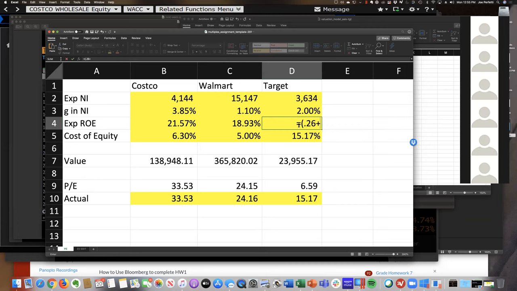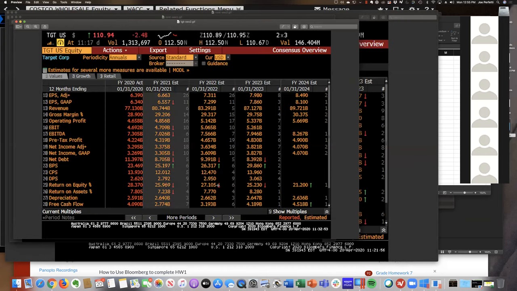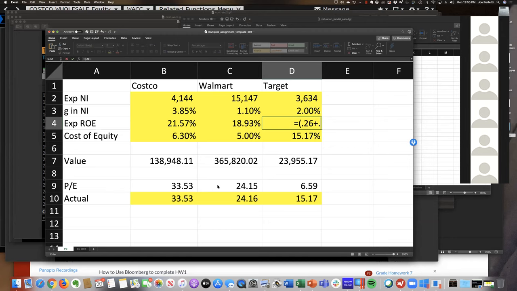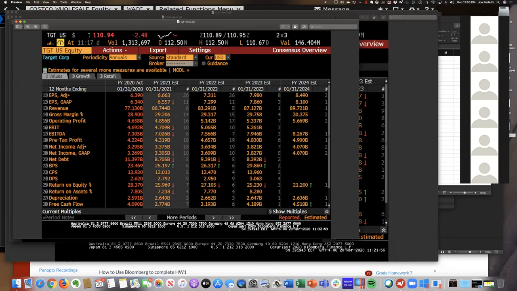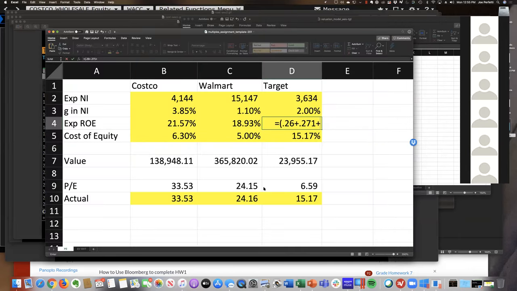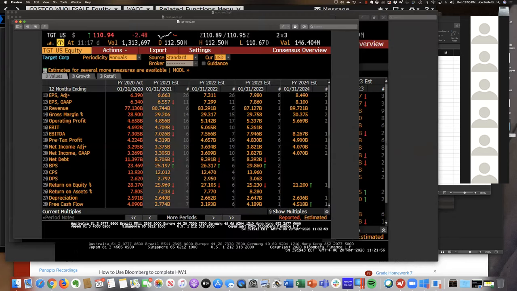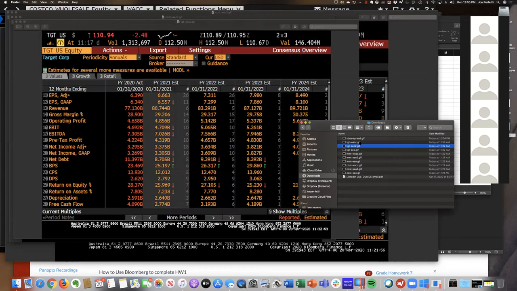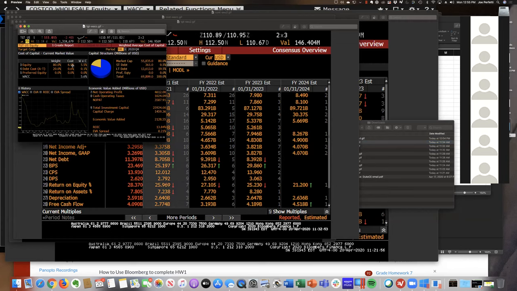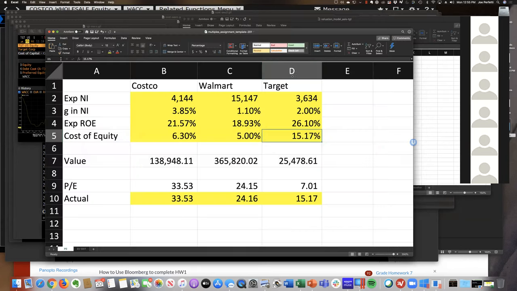0.26 plus 271 plus 252. And for the cost of equity, I got the other number in there. It's supposed to be 6.9. There we go. So 1%, 0.8.